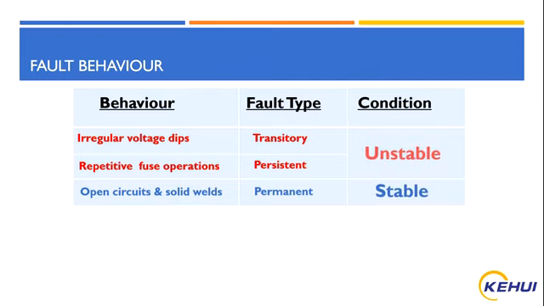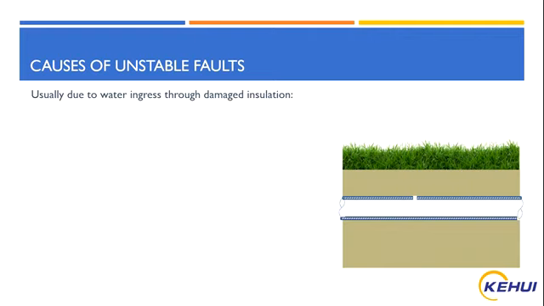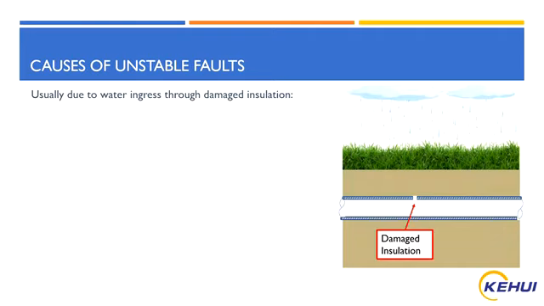Many faults on low voltage cables begin as unstable transitory faults, which then develop into intermittent faults and ultimately may become permanent. If we can detect transitory faults early enough, a customer outage may be prevented. There are many different causes of faults on low voltage cables. However, unstable faults are generally caused by water entering the cable due to damage of the outer sheath.